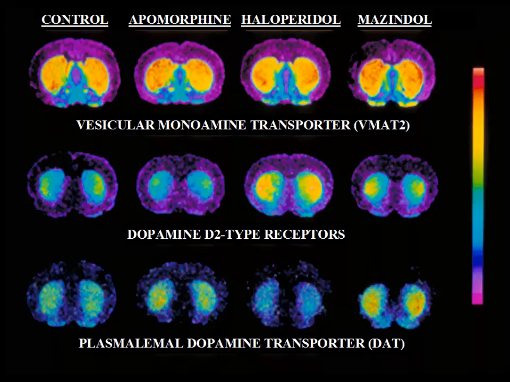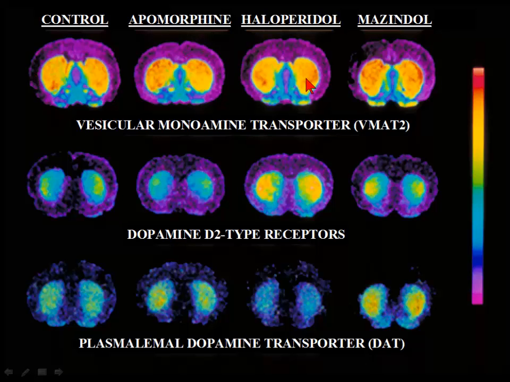On the other side, we want to know, do non-lethal interventions that change the functioning of the dopamine synapse result in a regulatory change in VMAT2 sites? And so what you see here are control animals, animals treated for several weeks with high doses of apomorphine, a dopamine receptor agonist, animals treated for several weeks with high doses of haloperidol, a dopamine receptor blocker, and animals treated with a drug mazindol, which is a blocker of the DAT transporter site.